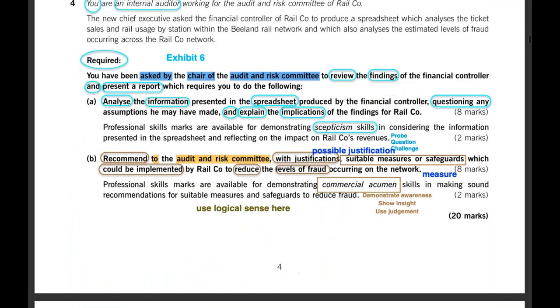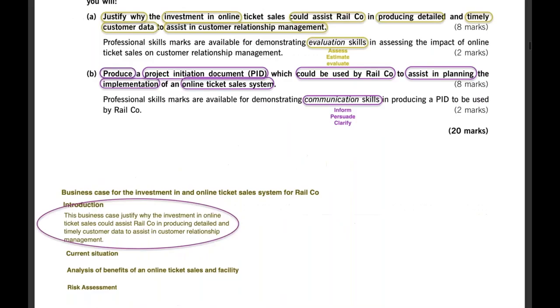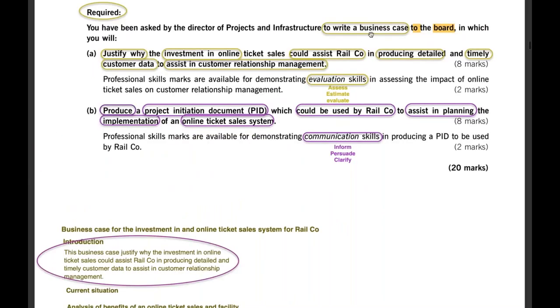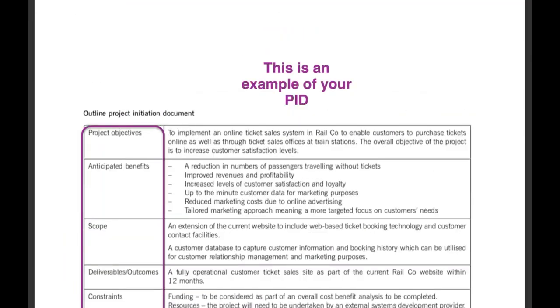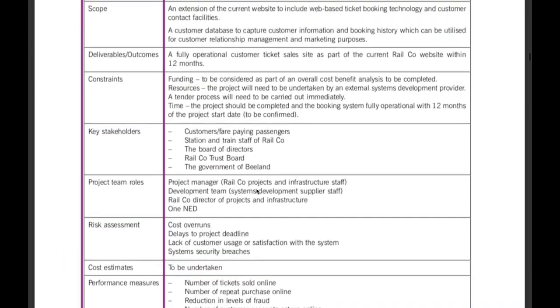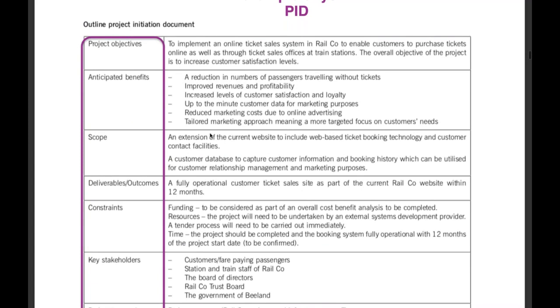So same thing that you have to do, basically. Here is just an example of the business case, because this particular question requires you to do a write-up on the business case, and then after that producing a PID. As you read through, you know that this is an example of a PID. So why I put here is that this is just to show you an example, but for you, you need to spell out what a PID looks like.